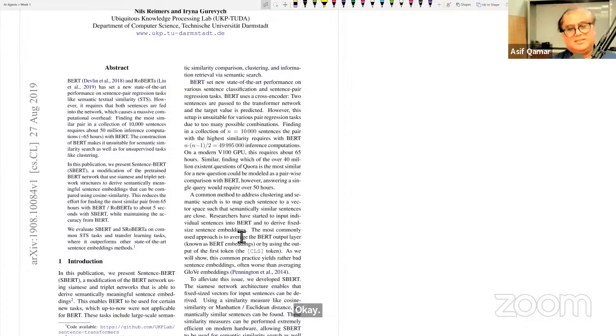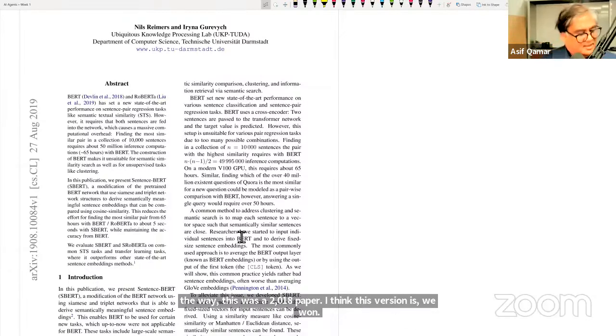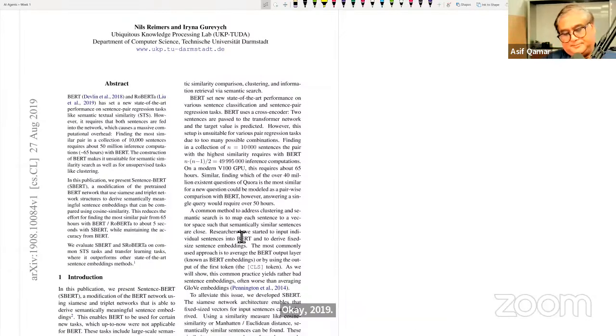Okay, this paper, I'll give you a backdrop. By the way, this was a 2018 paper. I think this version is 2019. So at that time, what had happened is the transformer architecture had been discovered in December 2017.